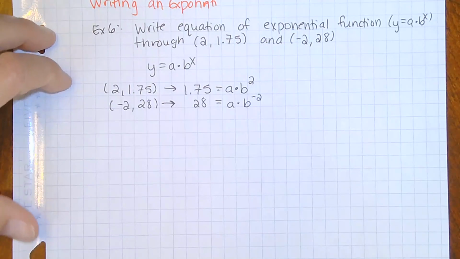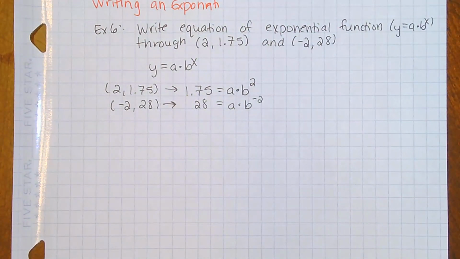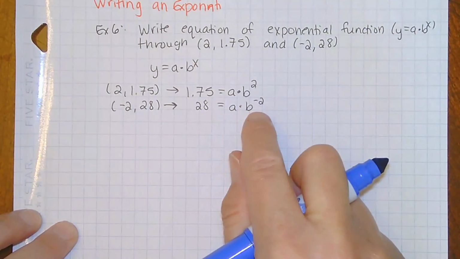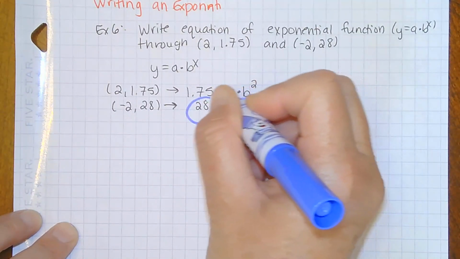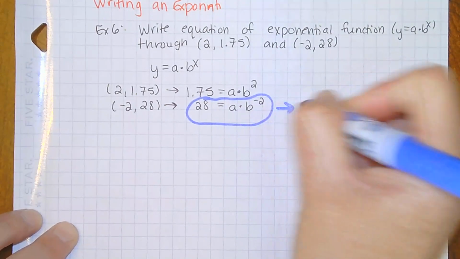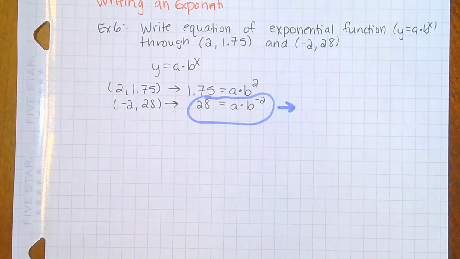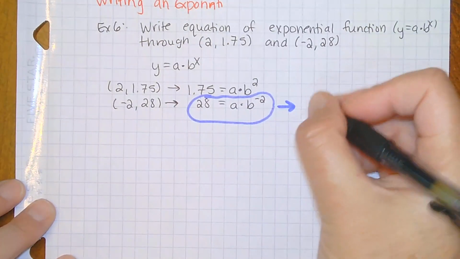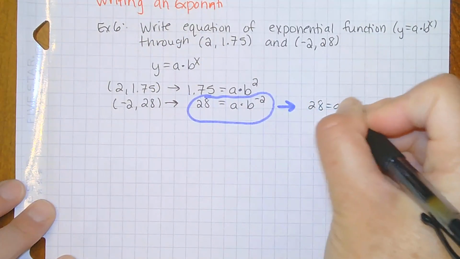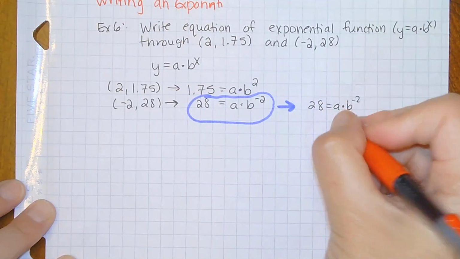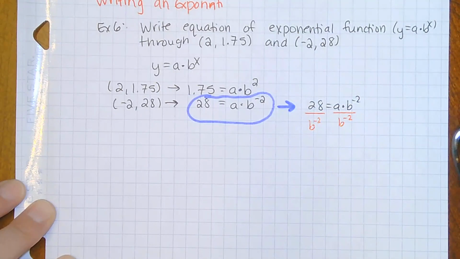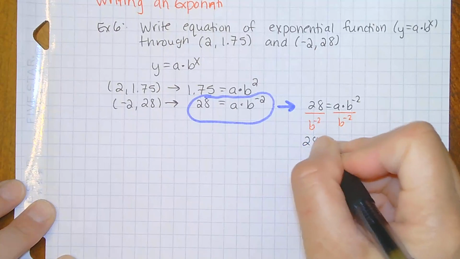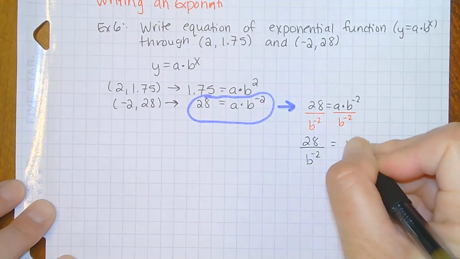So remember, when we're doing this, we're going to try to get the one that has the smallest exponent to be in a equals form. And so this one here, -2, is the smaller exponent. So I'm going to rewrite this one by getting rid of this b to the -2nd by dividing both sides by b to the -2nd. So I'm going to divide this by b to the -2nd and this by b to the -2nd. So now I'm going to get 28 over b to the -2nd equals a.